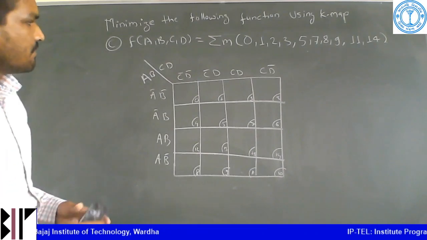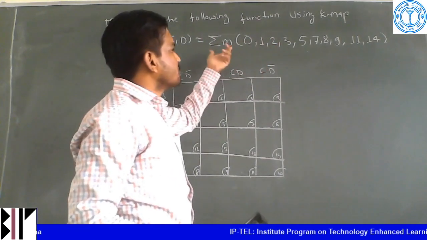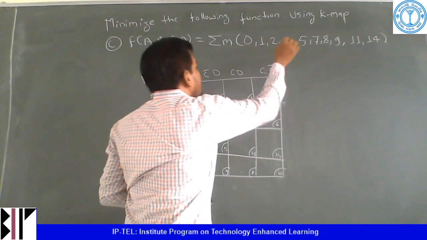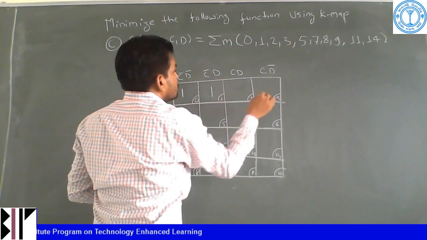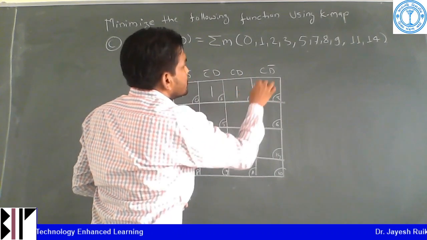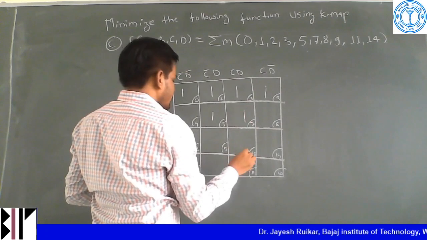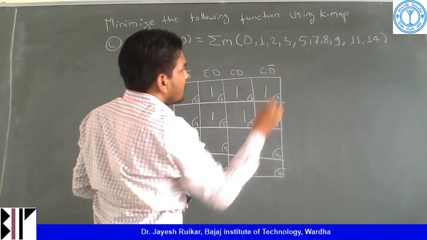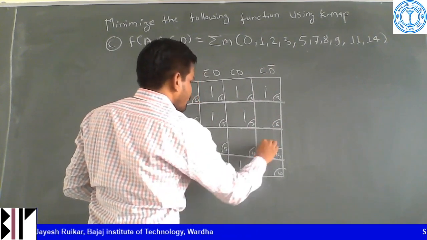Now I am placing 1, as this is summation m, sum of product form. So summation m, min terms have been given, so placing 1 for the appropriate min terms. So for 0 this is 1, then 2, 3, then 5, 7, 8, 9, then 11 and then 14.